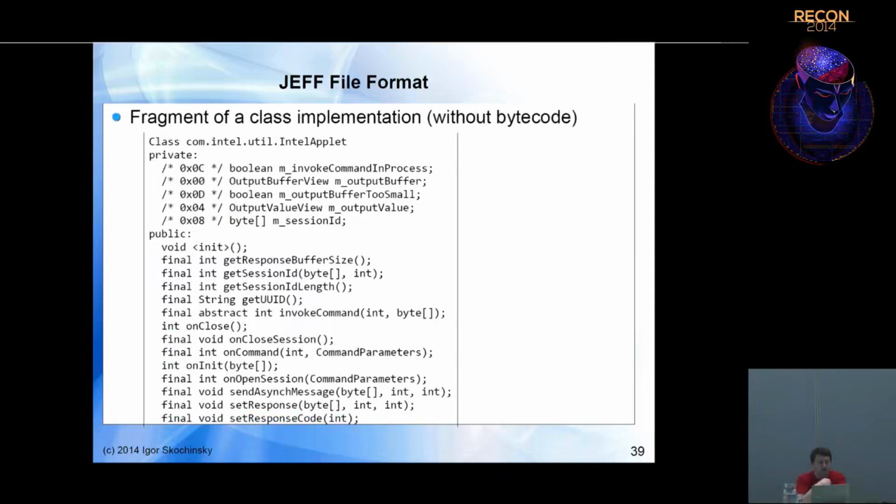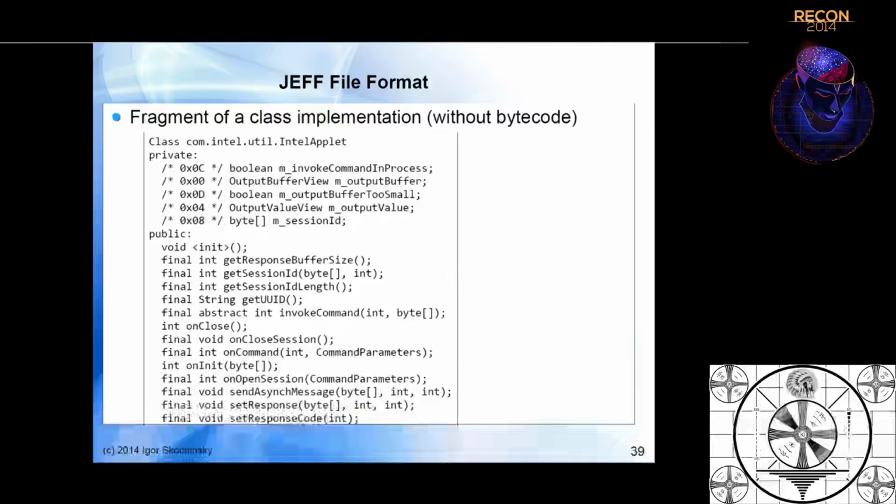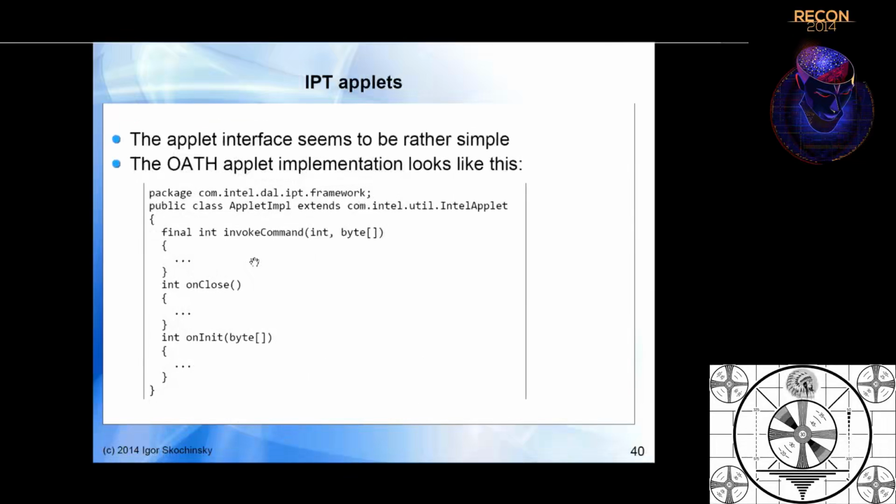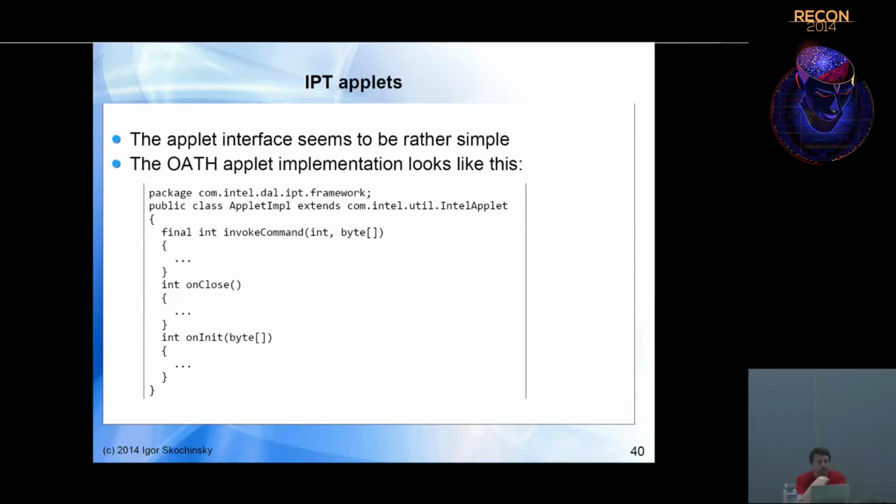So here's a fragment of output from my tool. You can see the standard class. It has some member variables, it has some methods, and so on. So apparently, to implement an applet, you can do it like this. There is an onInit method, an onClose method, and an invoke command. And so you can just handle some commands sent by the host and do your thing.